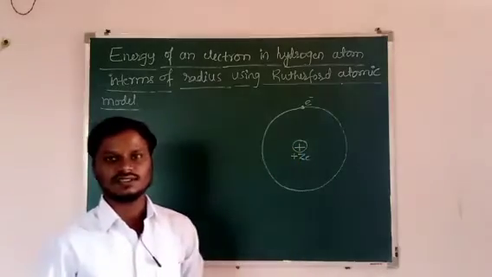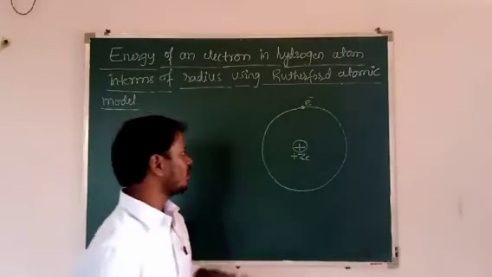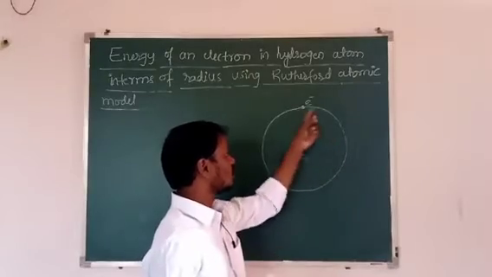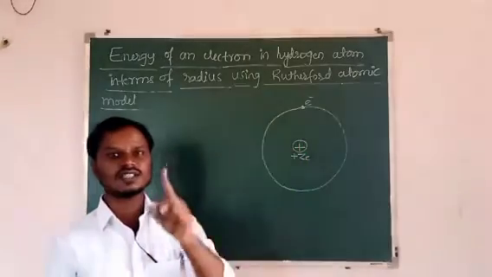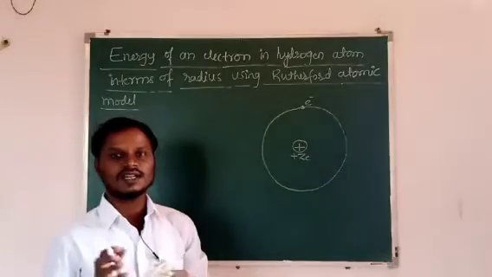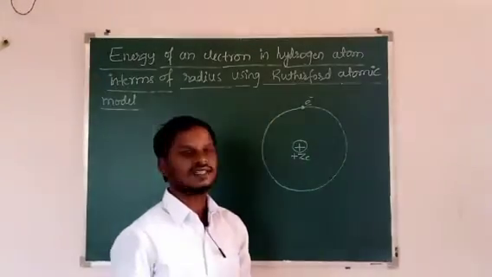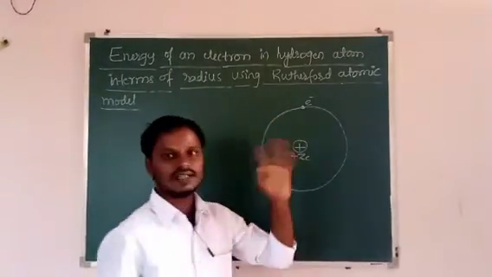negatively charged. Okay, so now we are going to derive the expression for the kinetic energy of the revolving electron and also the potential energy of the revolving electron, and we are going to add them, then we will get the energy of the electron in the given orbit.